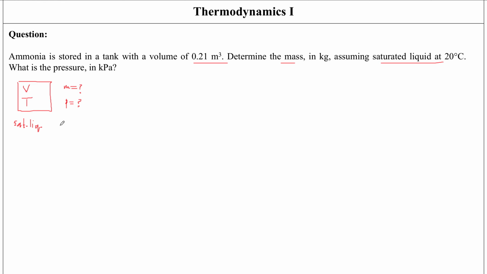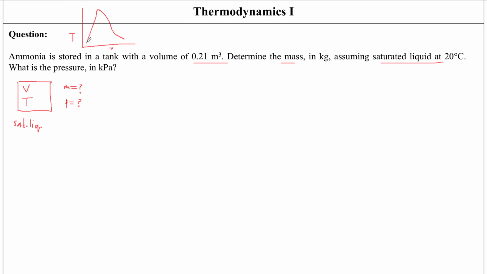So now what are we going to do? Again, we're going to first of all draw the TV or the PV diagram. So I'm going to go with, let's say, the TV diagram this time. And what I'm being told is that it's a saturated liquid. So that means that ammonia, where would it be on this curve?